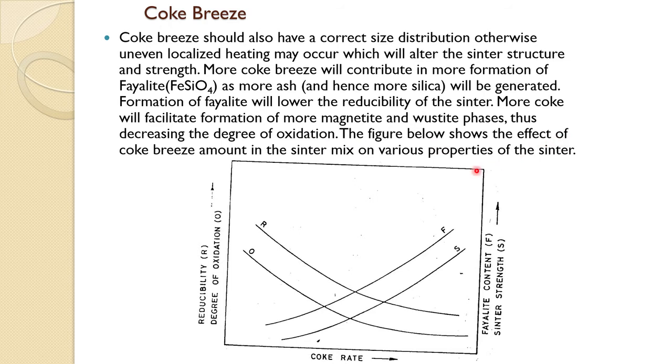This figure shows qualitatively how the coke percentage, or coke rate, affects the various properties. As you increase the coke percentage, you can see the reducibility decreasing, which is due to the formation of the fayalite phase, and the degree of oxidation also decreases due to formation of magnetite and wüstite phases. Sinter strength though increases, but because these two are reducing, these are not good for the blast furnace as a feed. We had discussed a few of them during the blast furnace description, but we will come again to this. So, the proper percentage of coke is also quite important in sinter.